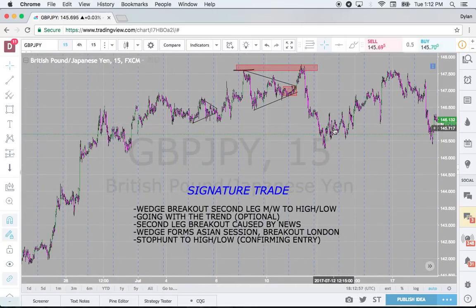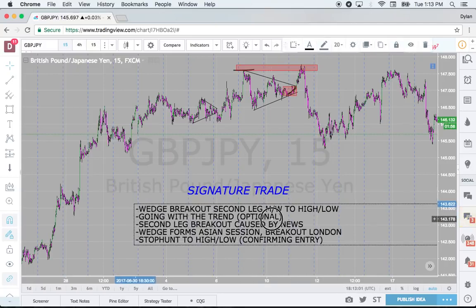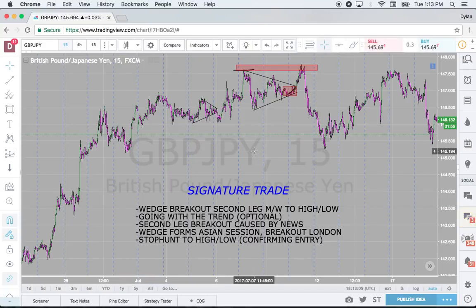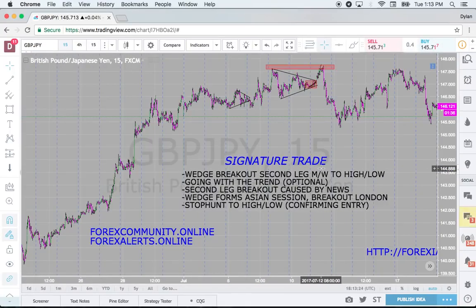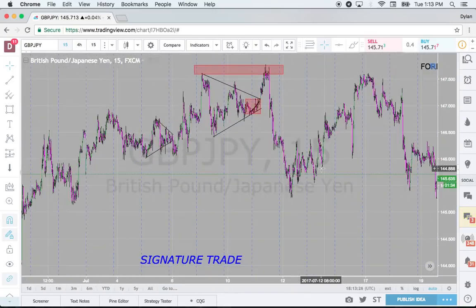It's obviously a lot better to go with the trend. It's more advised to go with the trend. But if you see a setup like this, and you are confident in the setup, then by all means take the setup. You don't have to go with the trend all the time. But if you're a beginner, make sure you are going with the trend at least most of the time.